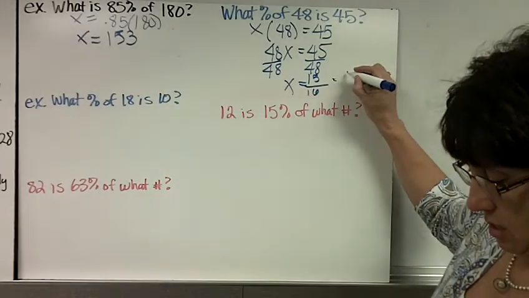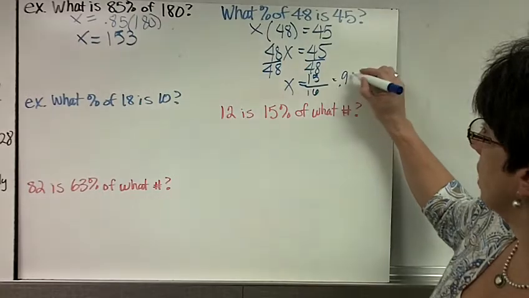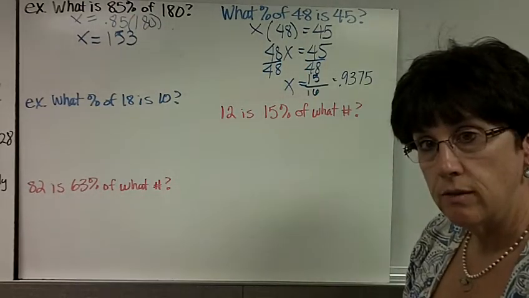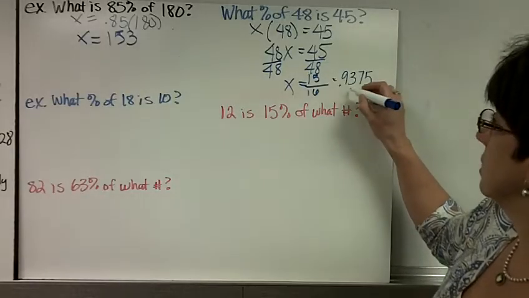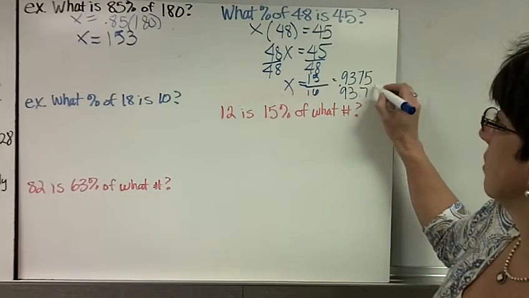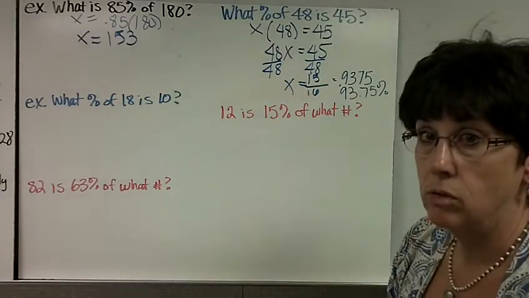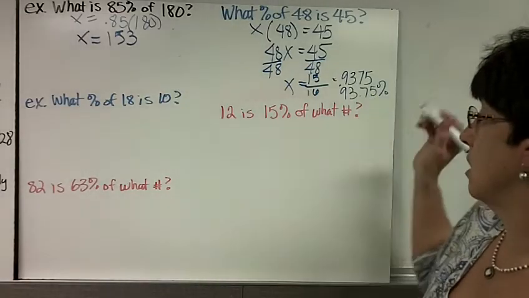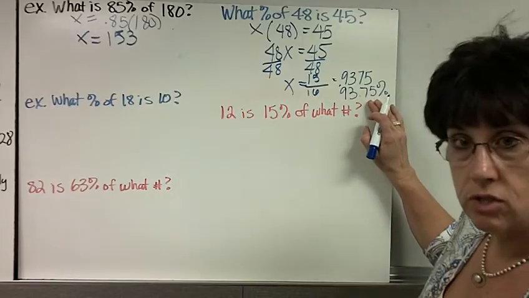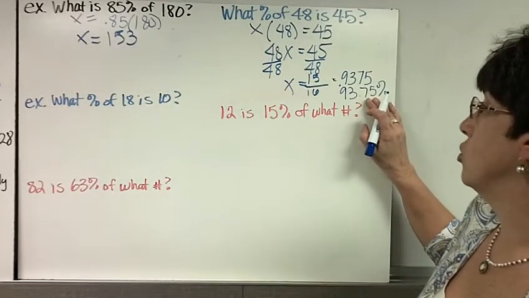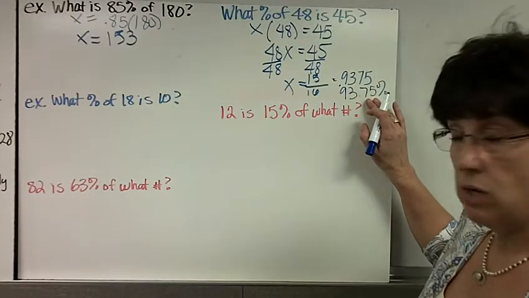This is 0.9375. Now how do I change that back to a percent? Move my decimal point over 2 places. So 93.75%. And if you're using a calculator, you're not going to round, okay? And if it goes to 2 digits, you're going to leave it to two digits after the decimal point, or you're going to round to 2 digits.